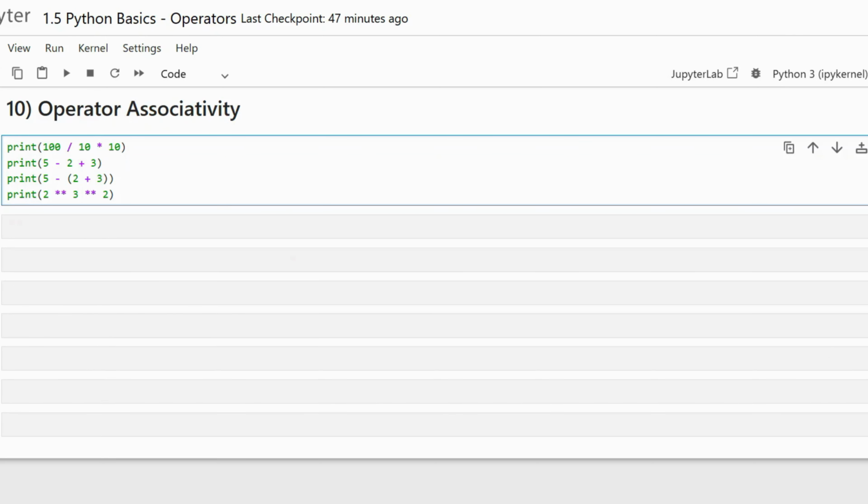Let's now see about operator associativity. The associativity decides the direction of evaluation. 1000 divided by 10 into 10 gives you 100. 5 minus 2 plus 3 gives you 6. Exponentiation works from right to left. 2 double asterisk 3 double asterisk 2.